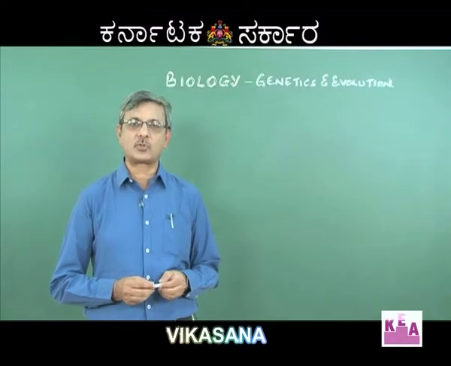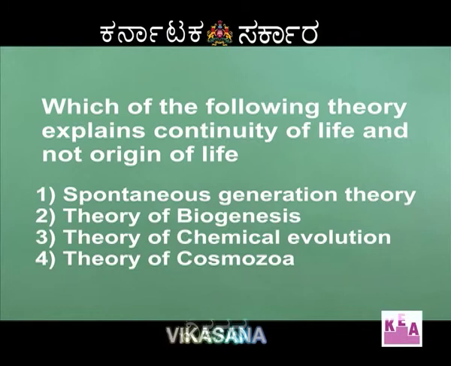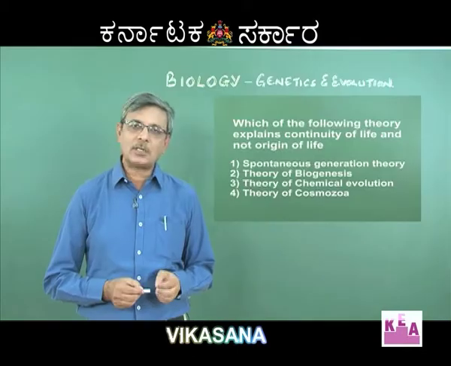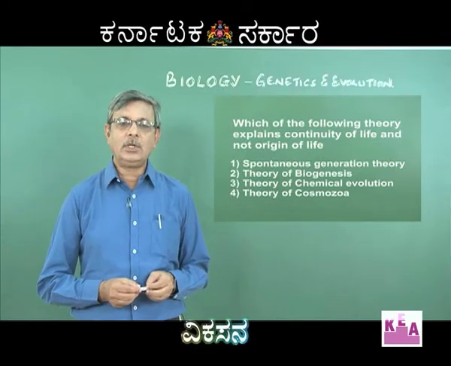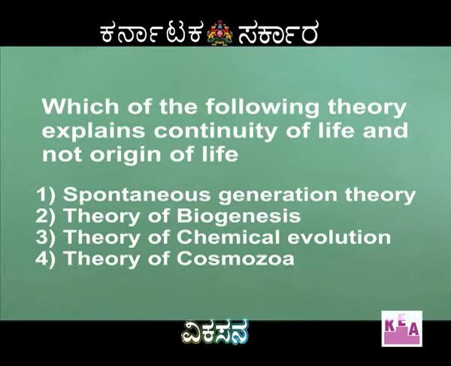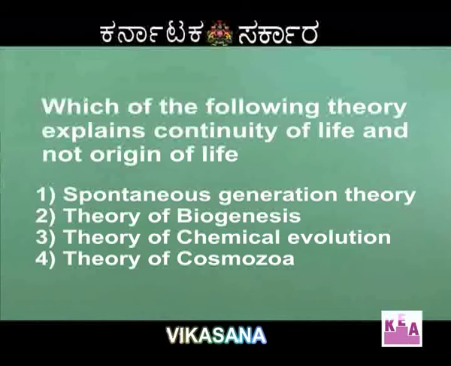Now, we move on to the next question. Which of the following theories explains continuity of life and not origin of life? Remember, this question is related to the chapter Evolution. Here the 4 options speak about theories. Let us look into the options, then we are going to discuss the question and arrive at the right answer. Option 1 says spontaneous generation theory. Option 2, theory of biogenesis. Option 3, theory of chemical evolution. Option 4, theory of cosmozoa.